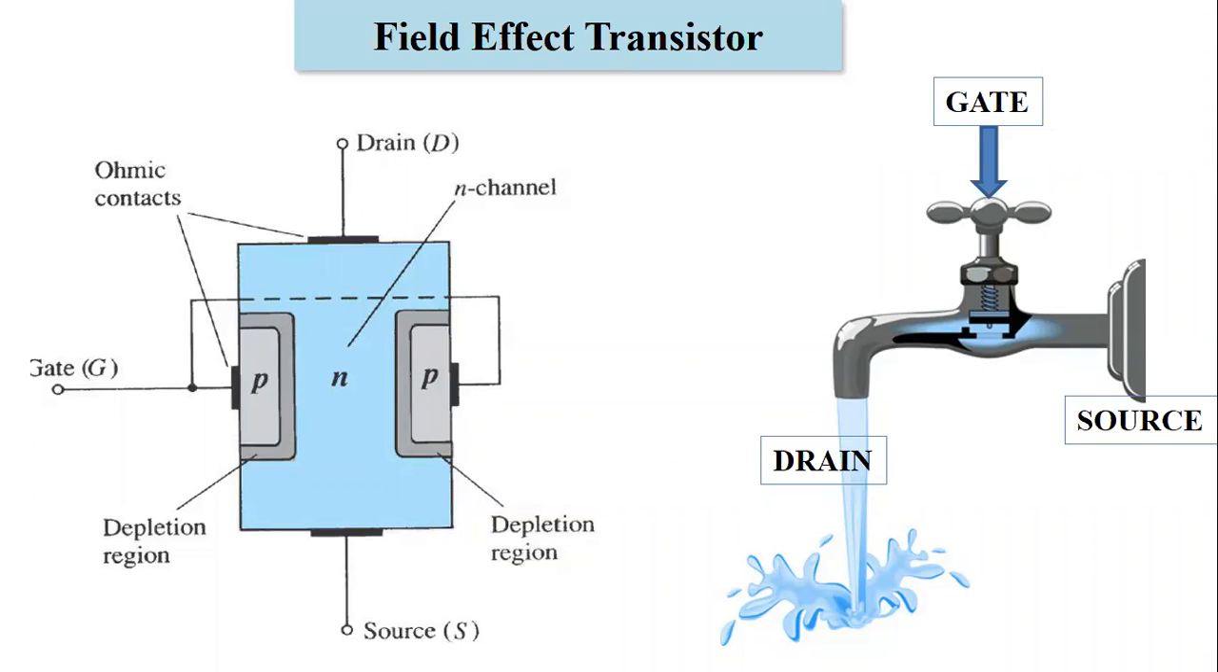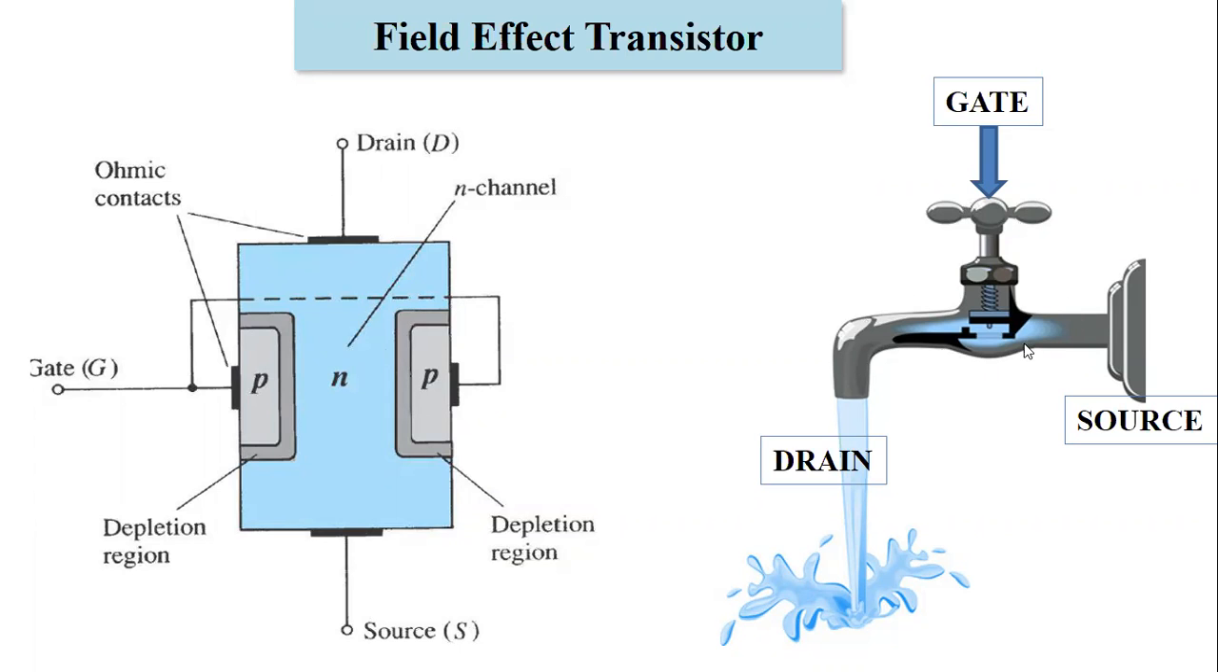Field effect transistors. This is the structure of a particular field effect transistor. Similar to BJT, we are going to use this field effect transistor in various electronic applications, right? The role of a particular transistor is to control the current that is flowing through this particular device, right?